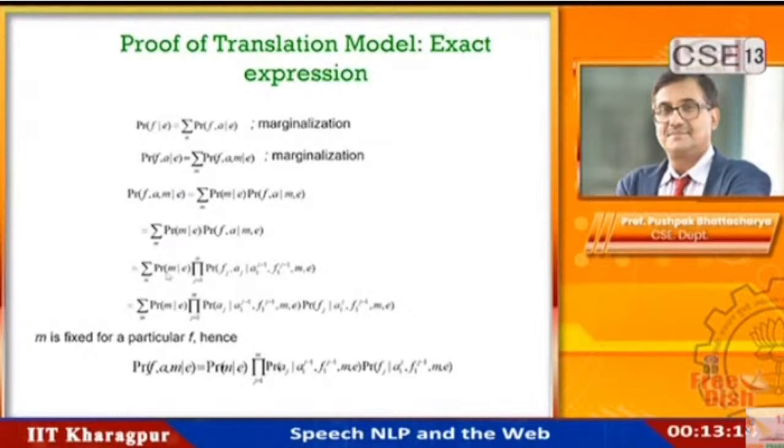Now the summation over M of probability of M given E, times probability of F comma A given M comma E, is nothing but a product over j going from 1 to M of probability of the Fj, Aj pair given A1 to j minus 1, F1 to j minus 1, M comma E. I apply conditional probability again and see that probability of Aj can be made independent, and then Fj also is made independent, but applying the conditioning that Aj goes to the conditioning part for Fj.